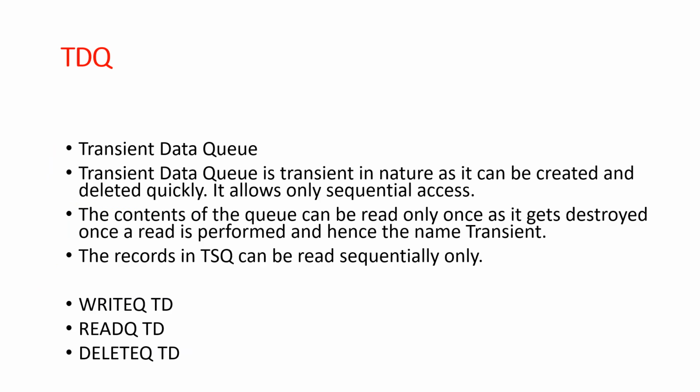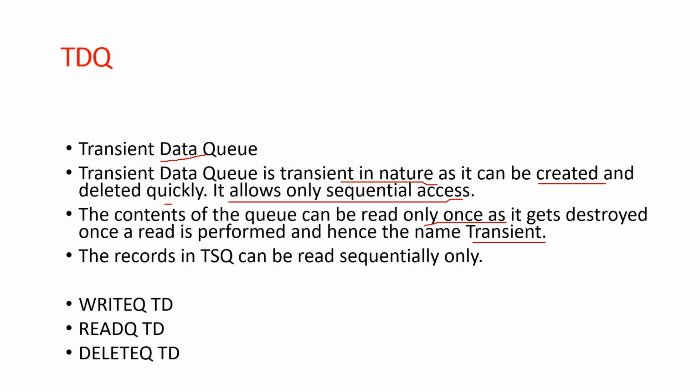So our next topic is CICS queues. There are two types of queues available in CICS. The first one is the TD queue, that means transient data queue, and the second one is the TS queue, that means temporary storage queue. First is the TD queue. It is a transient data queue, and is transient in nature as it can be created or deleted quickly. Also, it allows only sequential access. The content of the queue can be read only once as it gets destroyed once a read is performed, and hence the name transient.